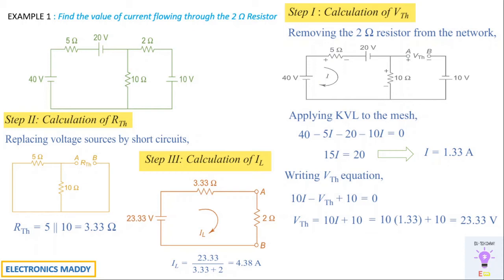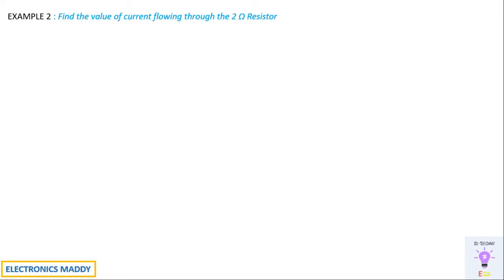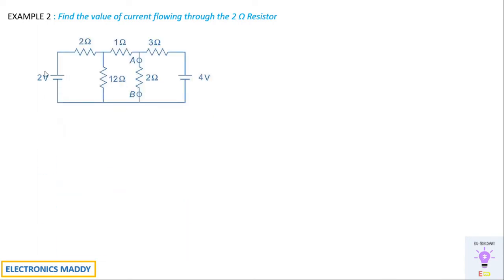So let's look into another problem. Find the current flowing through the 2 ohm resistor that is indicated over here. So pause this video and try this example on your own. It is quite similar to the previous one. So this would help you practice a different problem with respect to the previous one. So now let's get started.